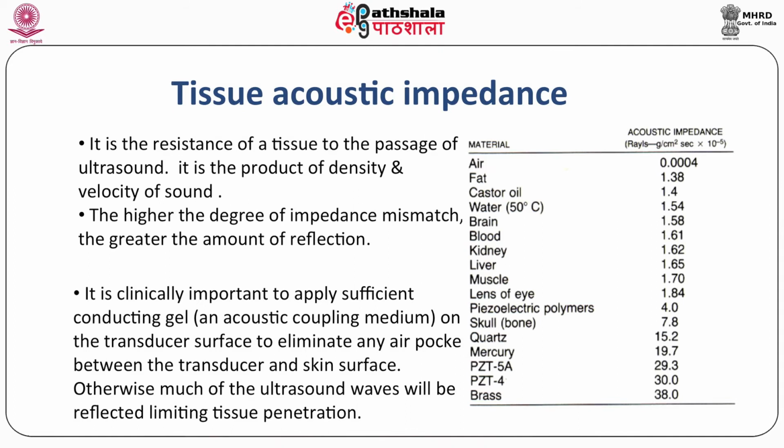As sound wave passes from one tissue plane to another, the amount of reflection is determined by the difference in acoustic impedance between the two tissues. As shown in the figure, the percentage reflection is equal to (Z2 minus Z1) upon (Z2 plus Z1) whole square, into 100.